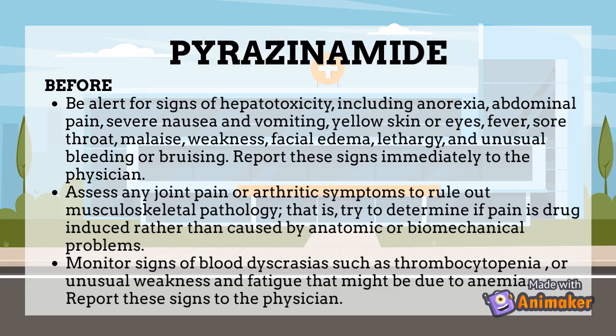The nurse must assess any joint pain or arthritic symptoms to rule out musculoskeletal pathology. That is, try to determine if the pain is drug-induced rather than caused by anatomic or biomechanical problems. Lastly, the nurse must monitor signs of blood dyscrasias such as thrombocytopenia, like bruising, nosebleeds, and bleeding gums, or unusual weakness and fatigue that might be due to anemia. Again, report these signs to the physician.